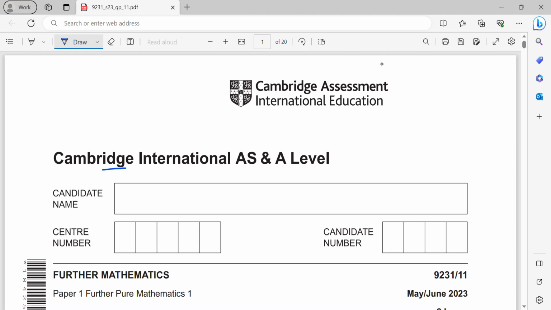This is Cambridge International AS and A-Level Further Mathematics, Paper 1, which is Further Pure Mathematics 1 for May-June 2023, and the code is 9231/11. So for your information, this paper is also the same as 9231/12. Okay, so let's move on to question number 1.